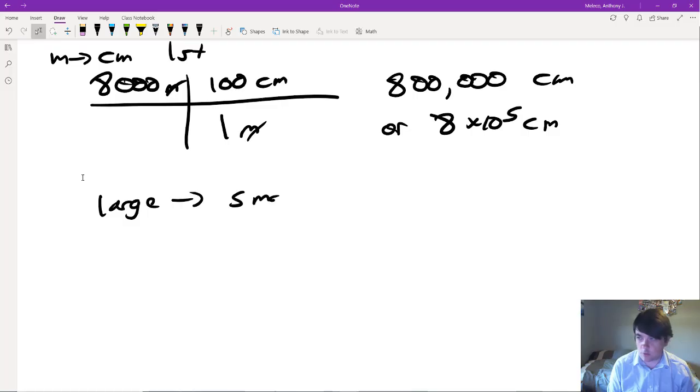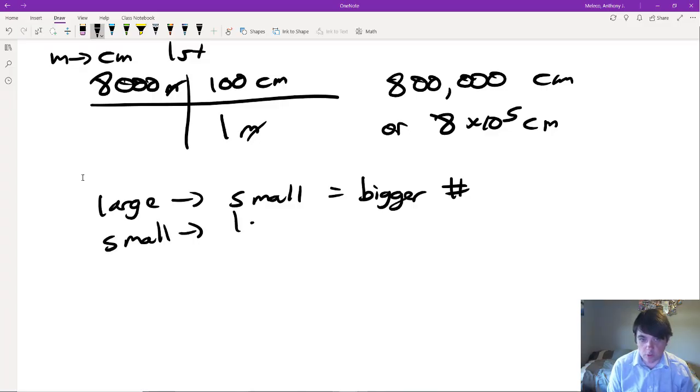Large to small equals a bigger number, like we got here. Bigger number. And if you're going from a small quantity to a large quantity, that would be a smaller number.